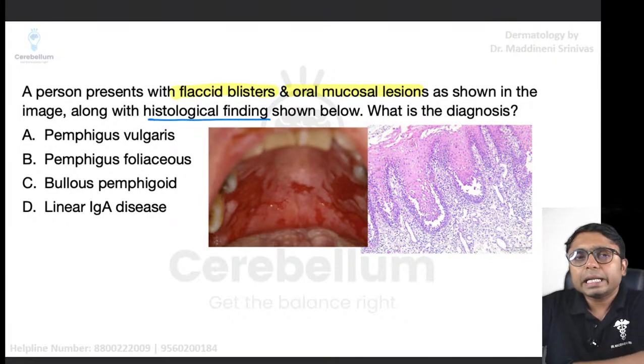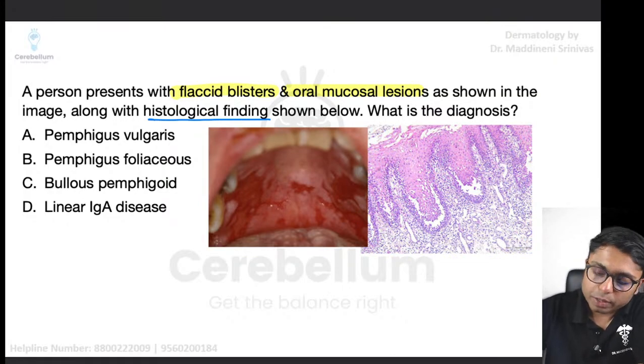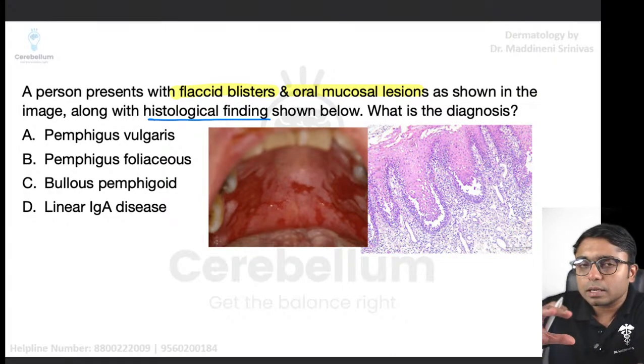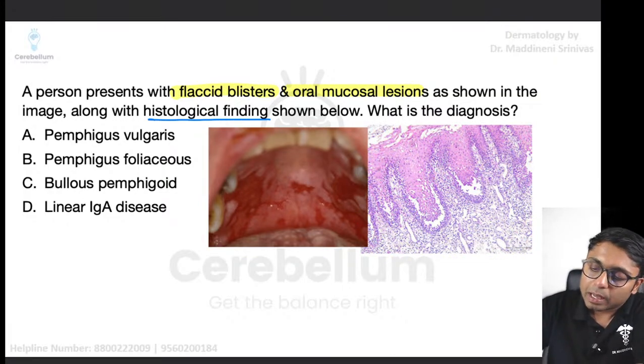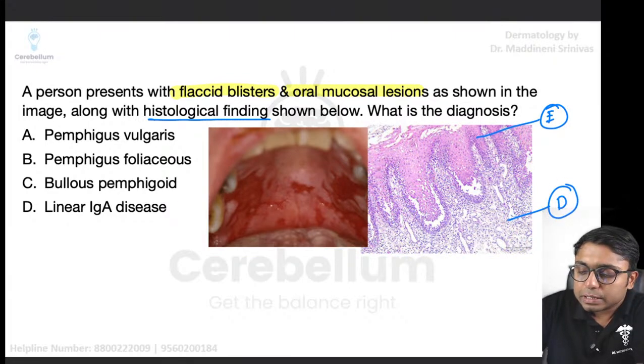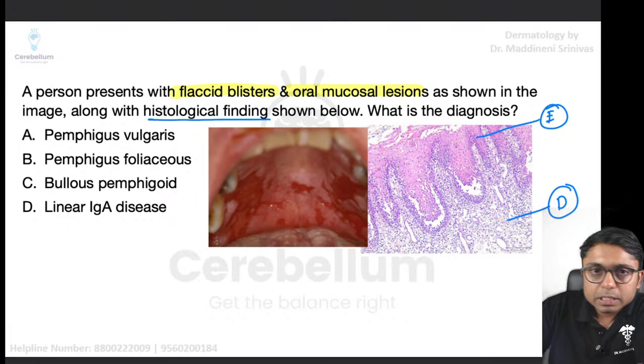So if you look at the histological picture, what are you able to see? This is a histopath of skin. The top layers which you are able to see are the epidermis, and the bottom layers are the dermis. And you are able to see that in between the epidermis and the dermis, at the rete region, the dermal papilla.